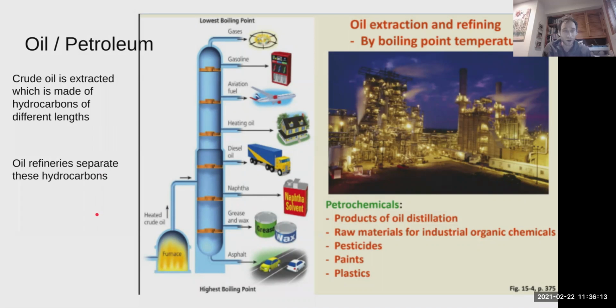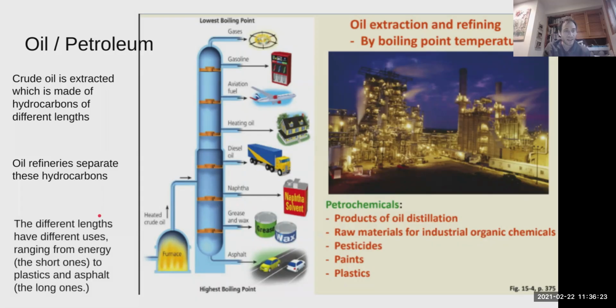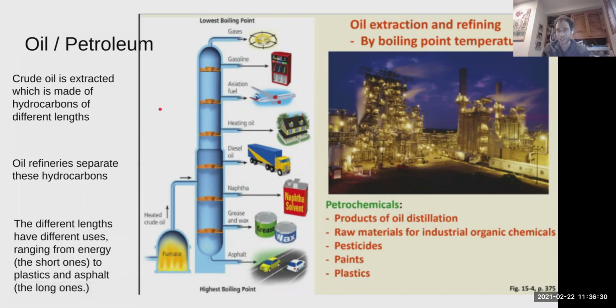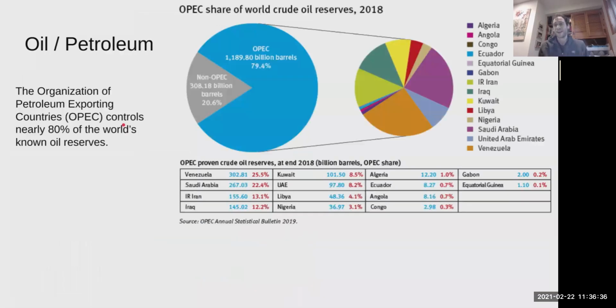And it's an important part of the process to understand, to know we don't just suck the stuff up out of the ground and then put it straight in our car. It doesn't work like that. The different lengths have these different uses. The shorter ones tend to be used for energy, and the longer ones for construction or plastics or things like that.